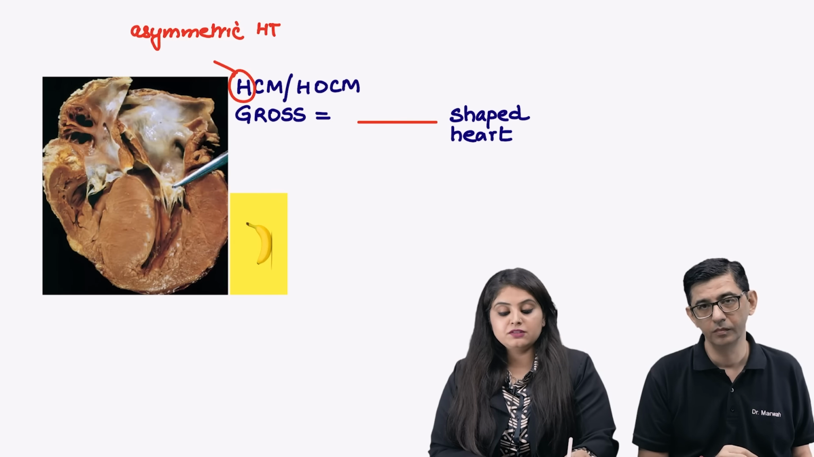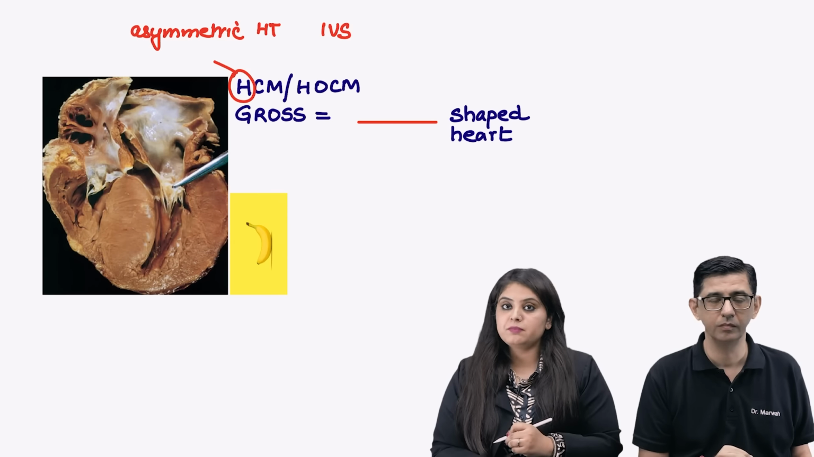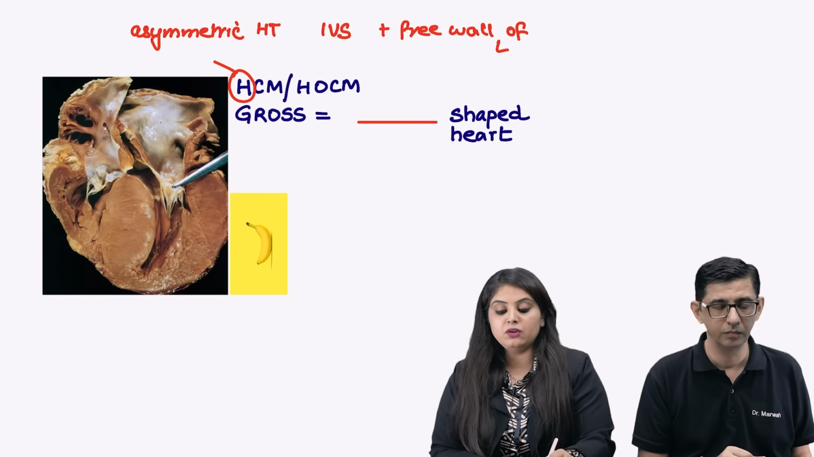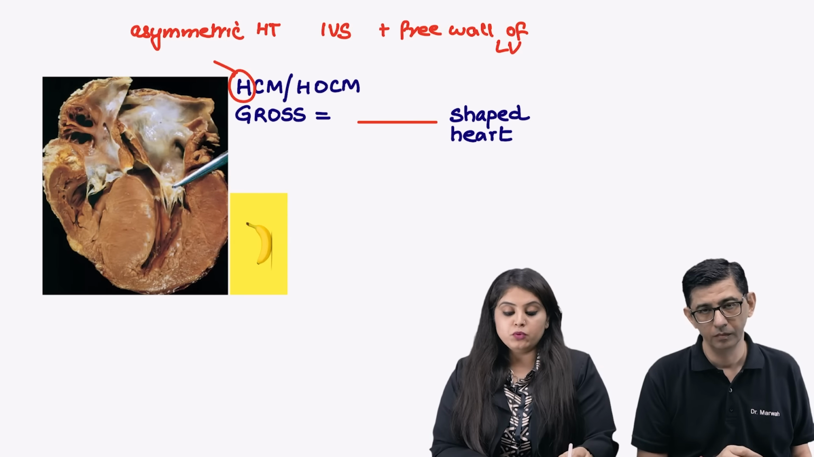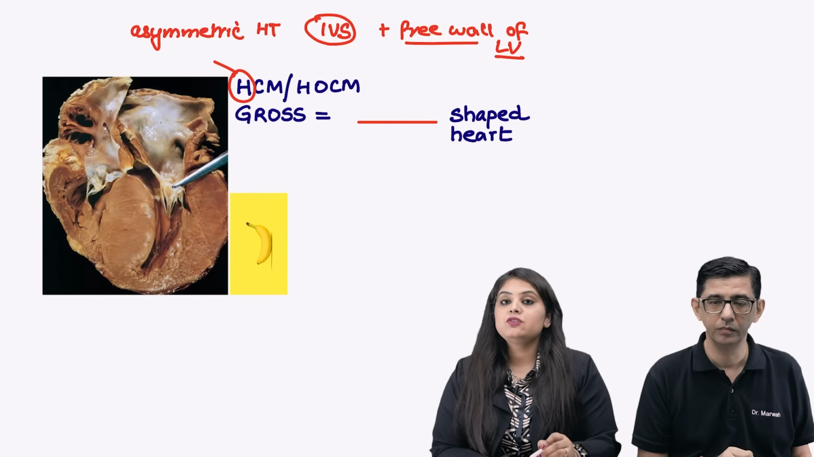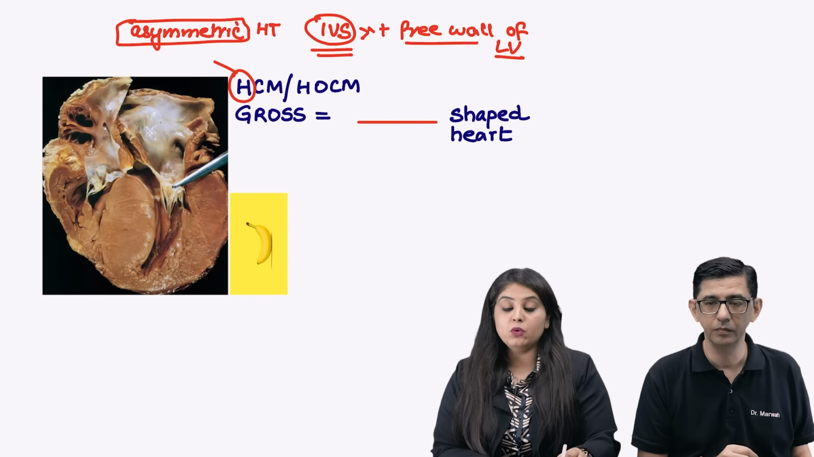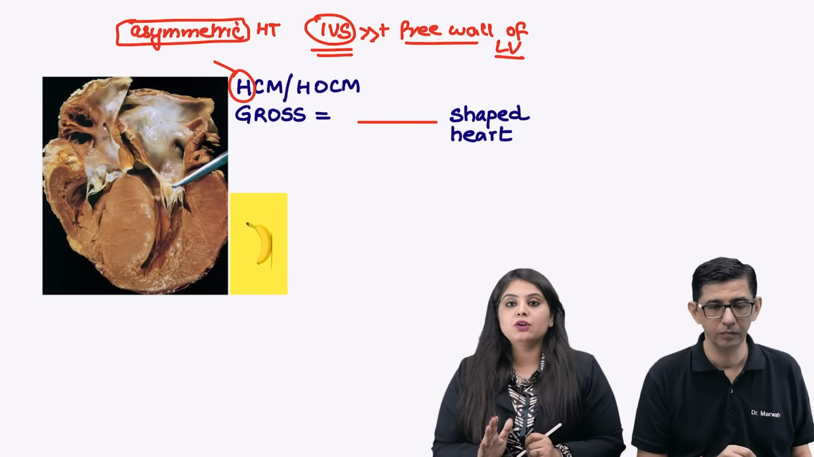Many of us know that there is hypertrophy of the interventricular septum. But apart from that, the hypertrophy of the free wall of the left ventricle cannot be ignored. So there is hypertrophy of both. But when I say asymmetric hypertrophy, the hypertrophy of the interventricular septum is probably more in comparison to the free wall of the left ventricle.